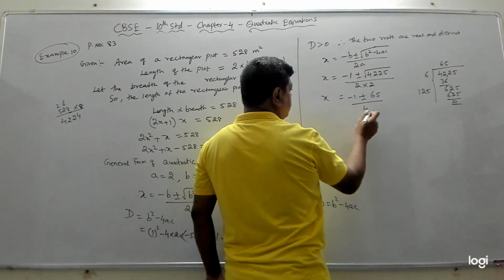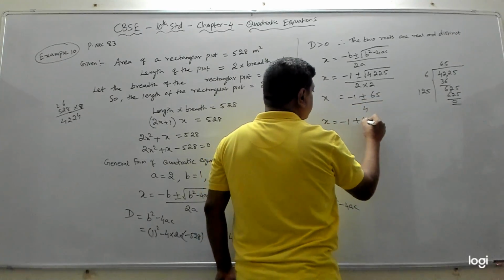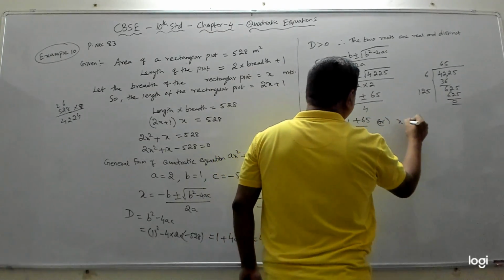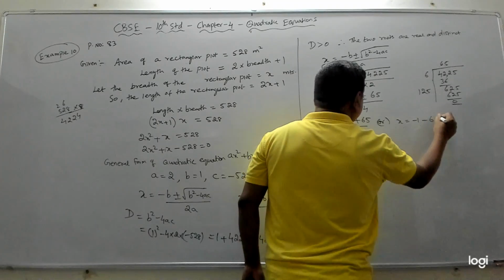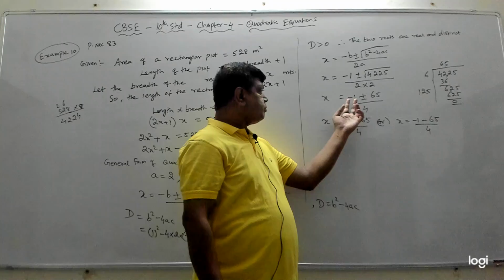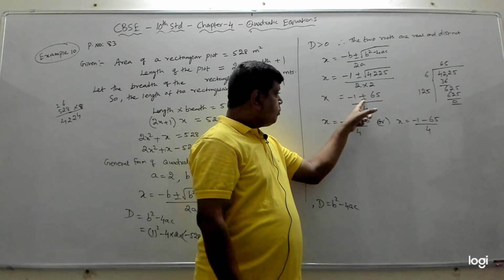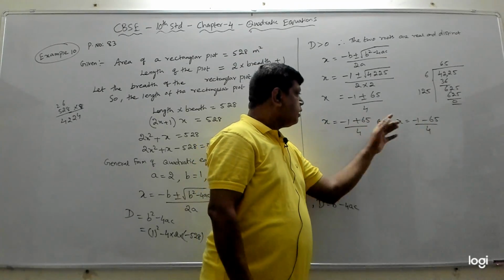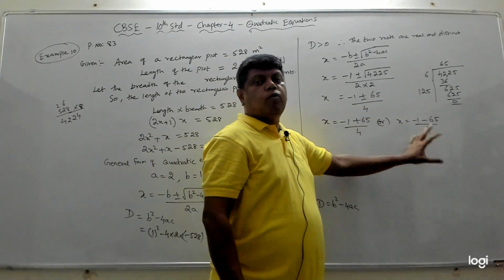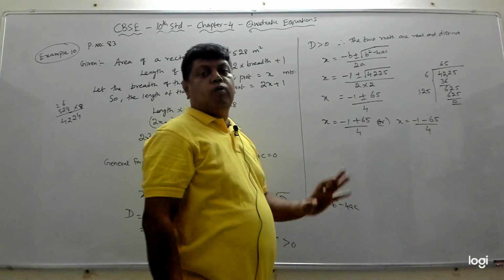Now after this we will take it in two terms. Now x is equal to minus 1 plus 65 by 4, or x is equal to minus 1 minus 65 by 4. Clear? So plus or minus, here it will become two parts. Plus, what happens? Minus, what happens? If it is plus 65, what is our x? If it is minus 65, what is our x?